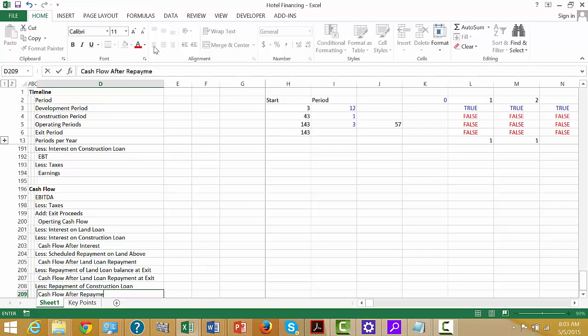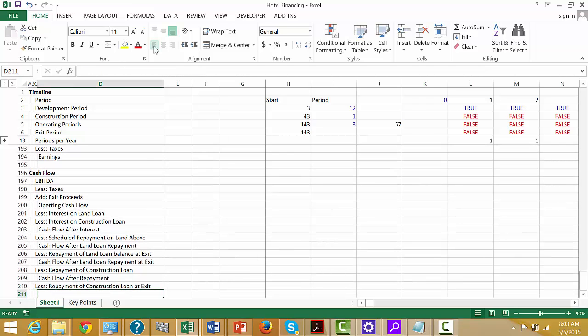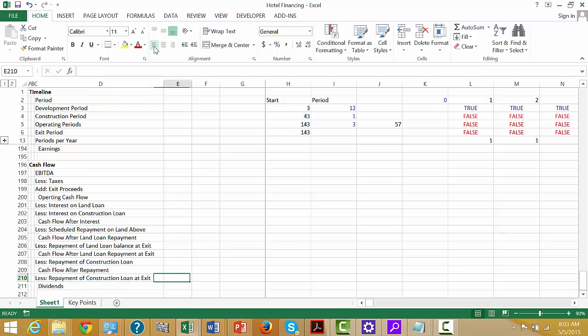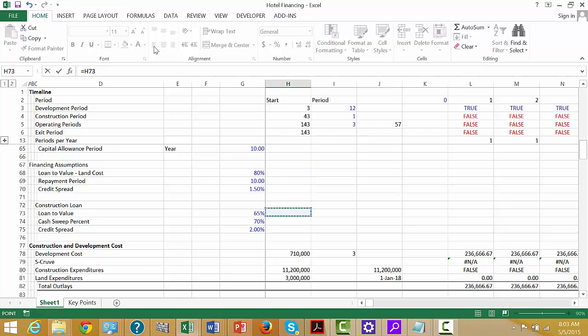after repayment, and we better less repayment of construction loan at exit, and then we can finally put dividends. Now this sounds like it's going to be really hard, but it's really not. So this repayment of construction loan is going to be driven by the 70%.